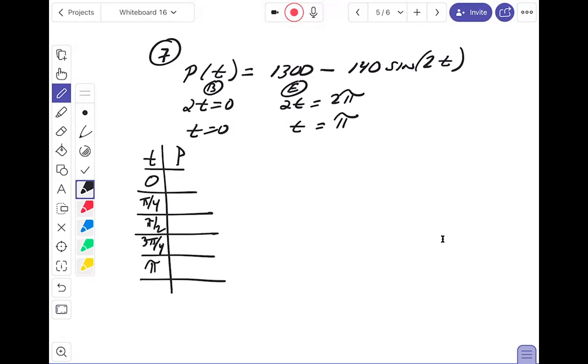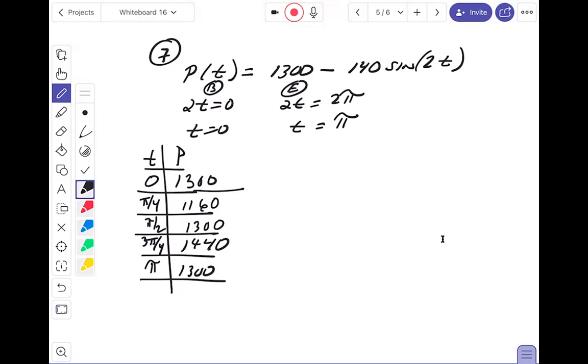Should be easy to plug these numbers in. The sine is 0, 0. So this is 1,300. That was easy. Pi over 2 is 1. So it's 1,300 minus 140. Right? 1,300 minus 140 is going to be 1,160, right? Maybe these numbers are not really that important to you. 1,300. And then 3 pi over 4 would give me minus 1. So it would be 1,300 plus 140, which is 1,440. And then I get to the 2 pi thing. It's 0, so 1,300.